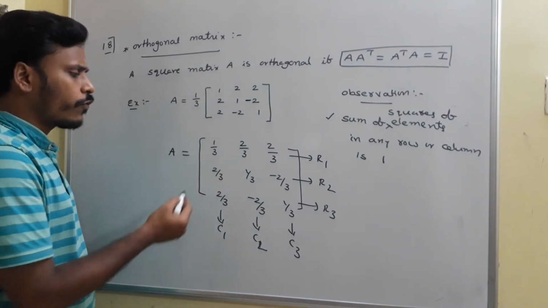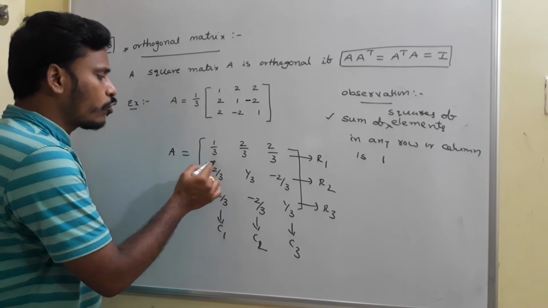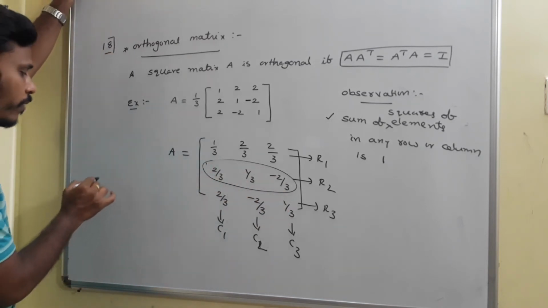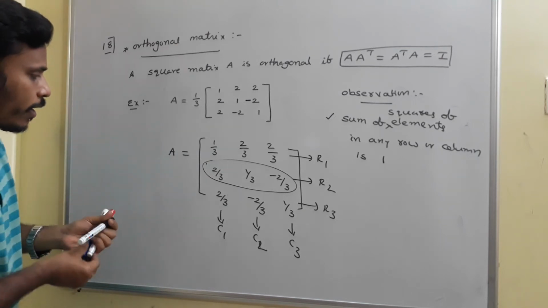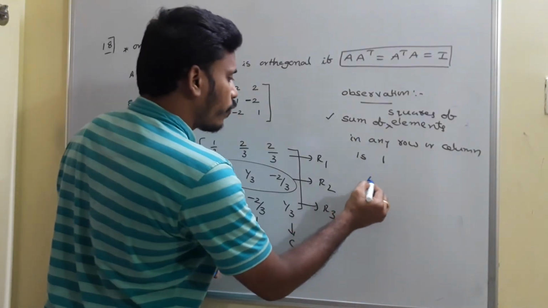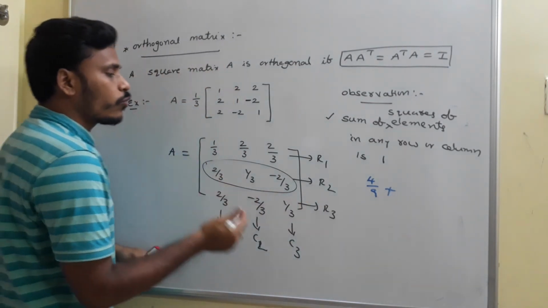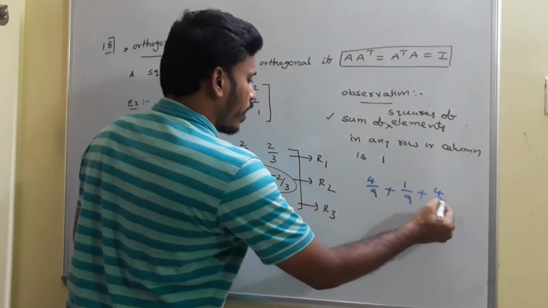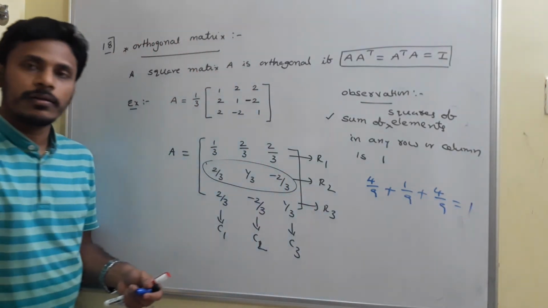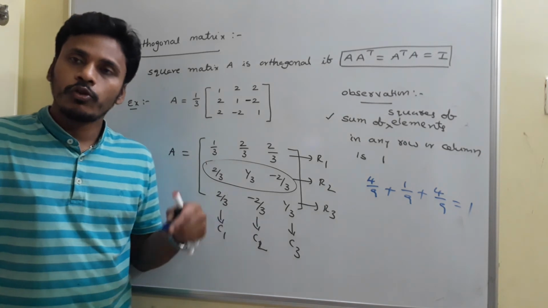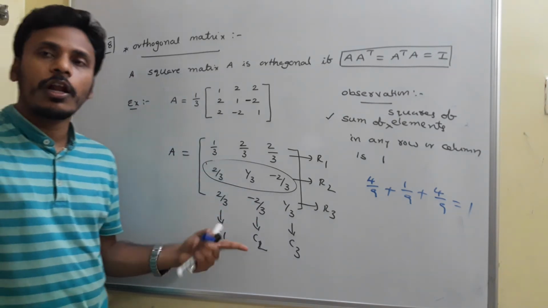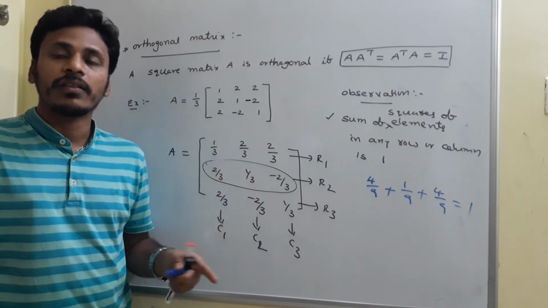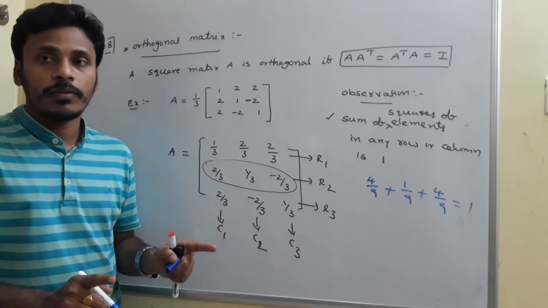Suppose you take any row as you wish, for example R2. You square the elements. The first element is 2/3, and its square is 4/9, plus the second element 1/3, its square is 1/9, and the third element is -2/3, its square is 4/9. If you add these, you will get 1. Not only for the second row, you may choose the first row, first column, third column, any row or column as you wish, do the sum of the squares of the elements, and the result is always 1. That's one observation from the orthogonality.